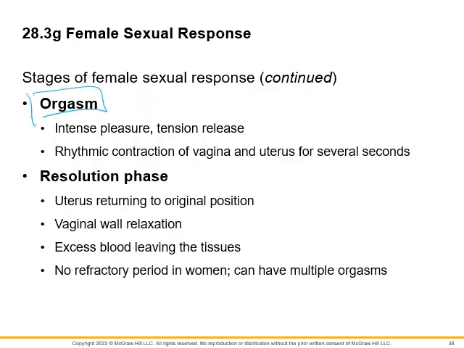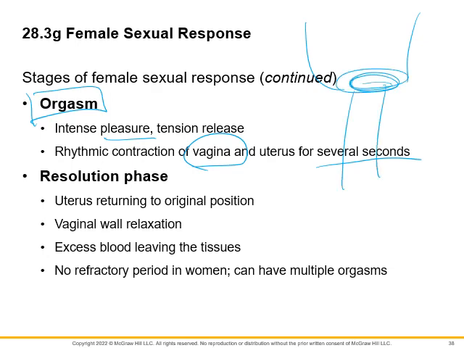During an orgasm, there's intense rhythmic pleasure. The vagina and the uterus are going to contract for several seconds. And also there's something called reverse peristalsis. So if my uterus is here, my cervix here, my vagina here, the contractions are rhythmic in nature to hopefully pull the sperm through the cervix and into the uterus, and then hopefully out to the site of ovulation.